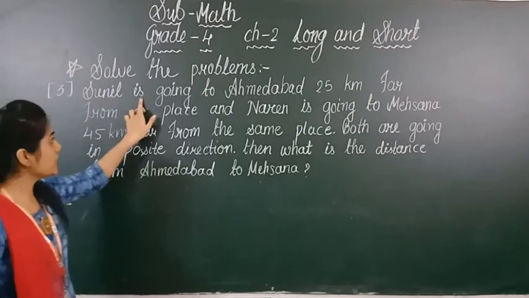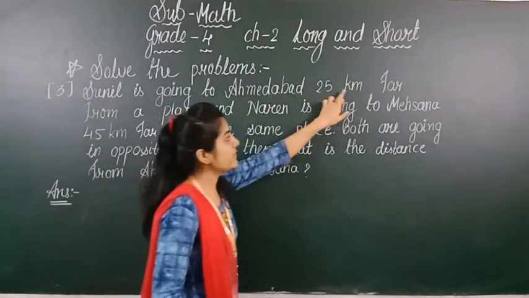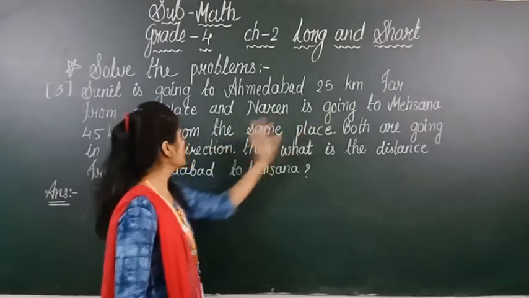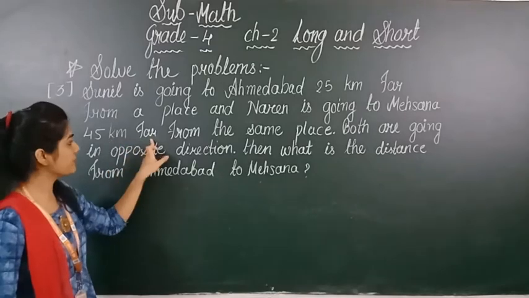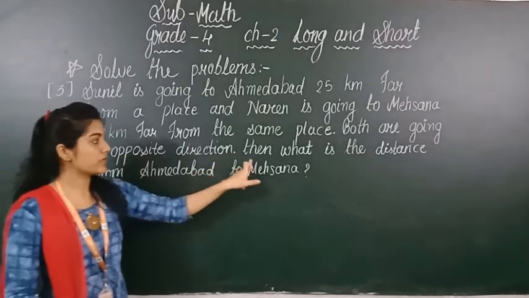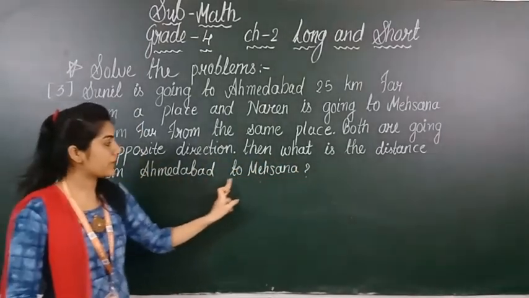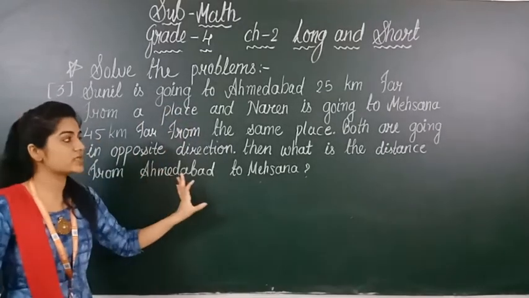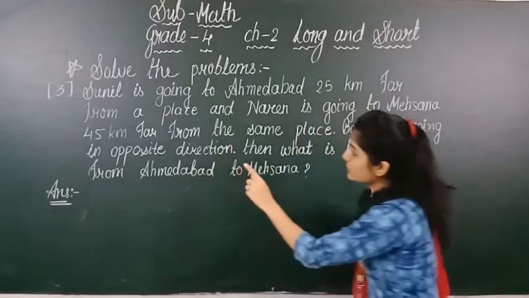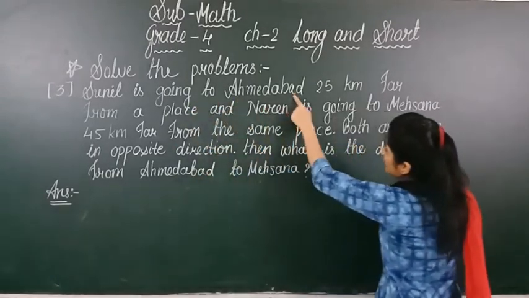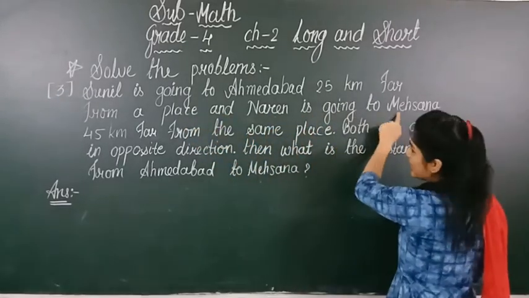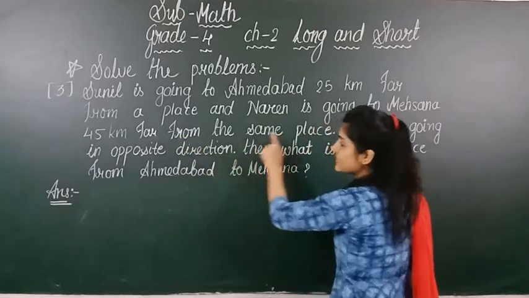Number 3. Sunil is going to Ahmedabad, 25 kilometer far from a place, and Naren is going to Mehsana, 45 kilometer far from the same place. Both are going in opposite directions. Then what is the distance from Ahmedabad to Mehsana? Okay, this question is a little bit big and complicated for you, but I am giving you the explanation. What is the information? Sunil is going to Ahmedabad 25 kilometer far from a place, and Naren is going to Mehsana 45 kilometer far from the same place.